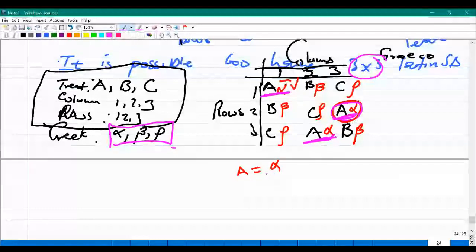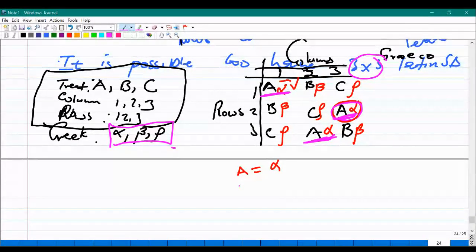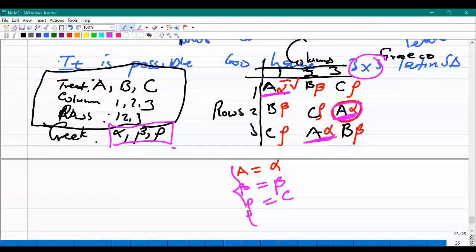There is something wrong here. You see, wherever you see A, it is having alpha. So it's wrong. It means the sum for B is the same as the sum for beta, and the sum for rho is the same as the sum for C. So this, sir, is not allowed.